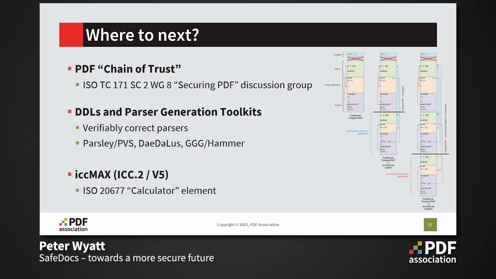Recent research has already demonstrated successful attacks against several PDF parsers by manipulating this kind of structural data. SafeDocs has started work on formally modelling and methodically defining this PDF chain of trust. ISO TC 171 SC2 Working Group 8, the working group responsible for PDF, has also started up a discussion group on securing PDF, which is looking at the same topic but from a less formal direction. So this is a new area I believe will be important for PDF parsers, and I'm looking forward to seeing outcomes in the near future.